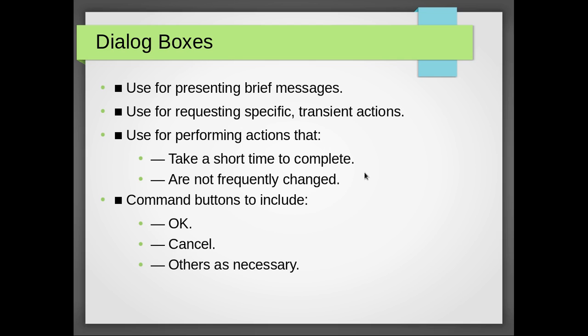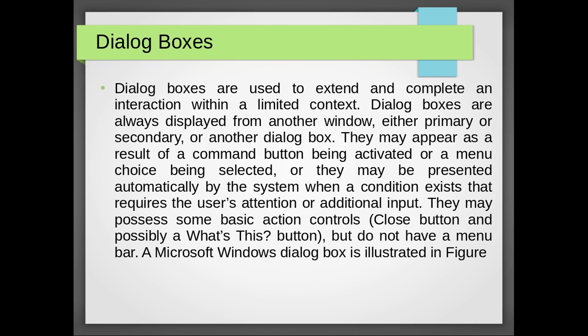There is something called a dialog box window, used for presenting brief messages, for requesting specific transient actions, for performing actions that take a short time to complete, and for performing actions that are not frequently changed. Command buttons to include are OK, Cancel, and others as necessary. These are the command buttons that we can include in dialog boxes. Dialog boxes are used to extend and complete an interaction within a limited context. Dialog boxes are always displayed from another window, either primary or secondary, or another dialog box.